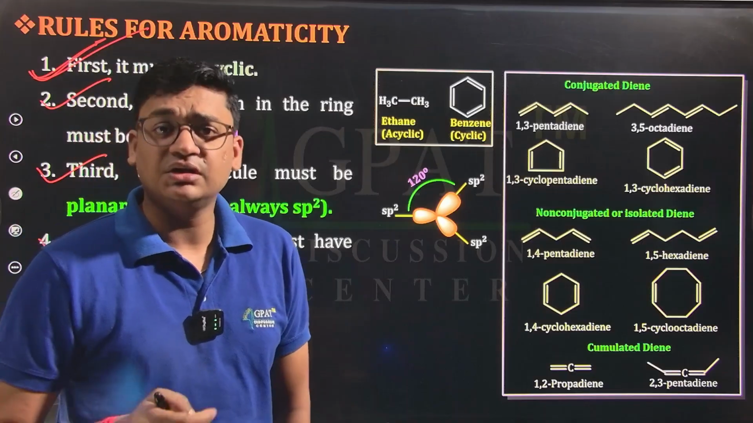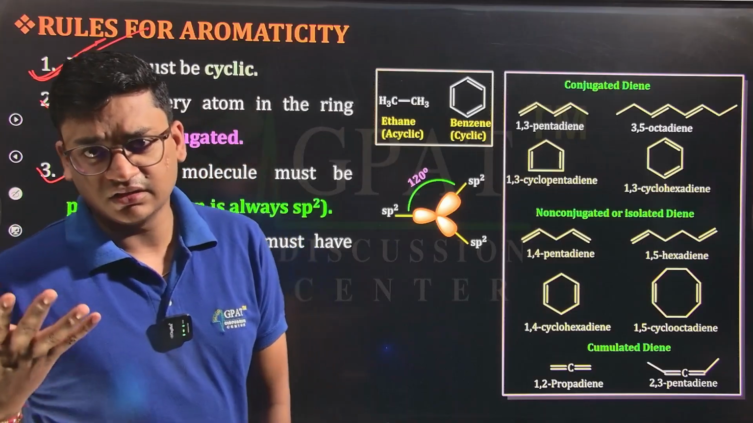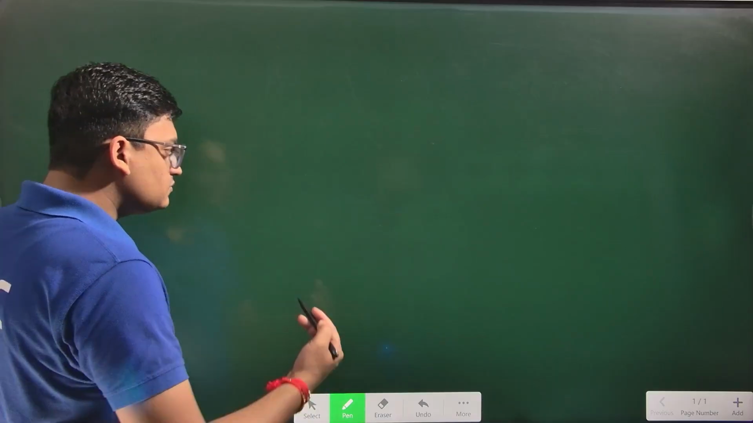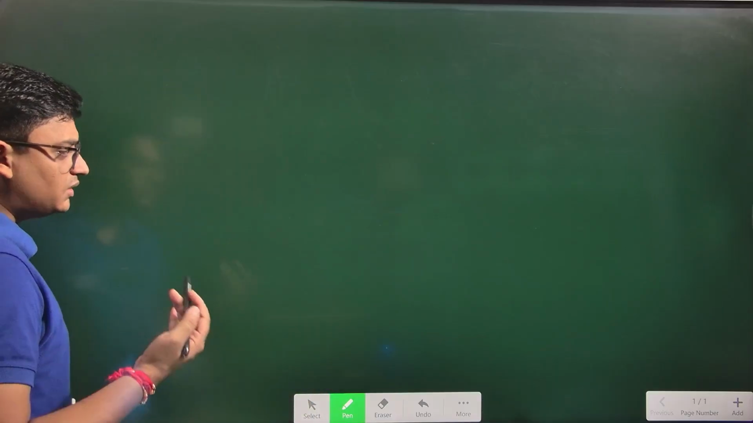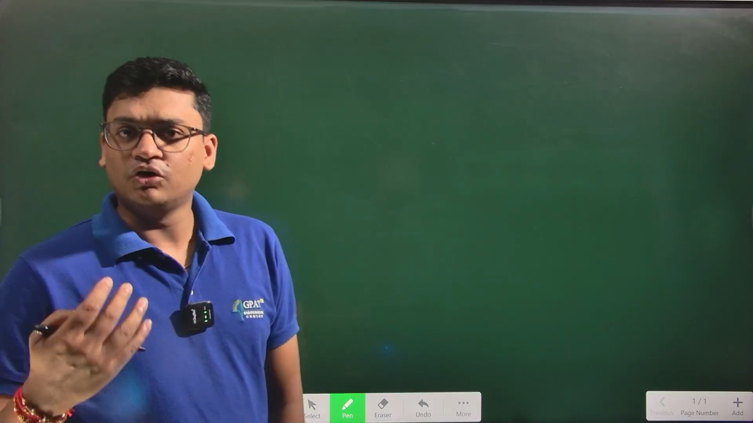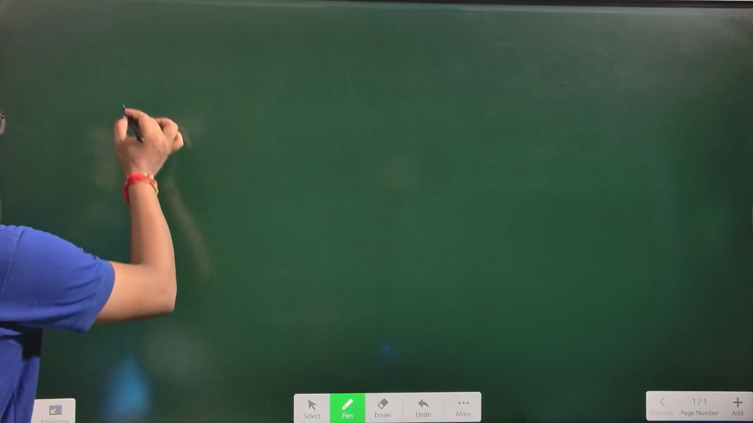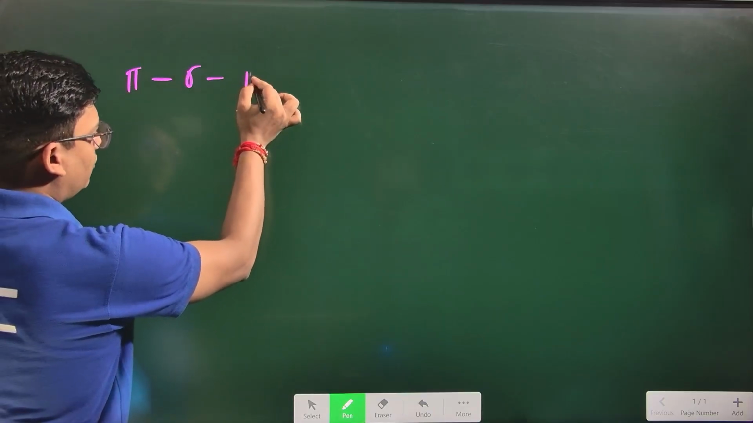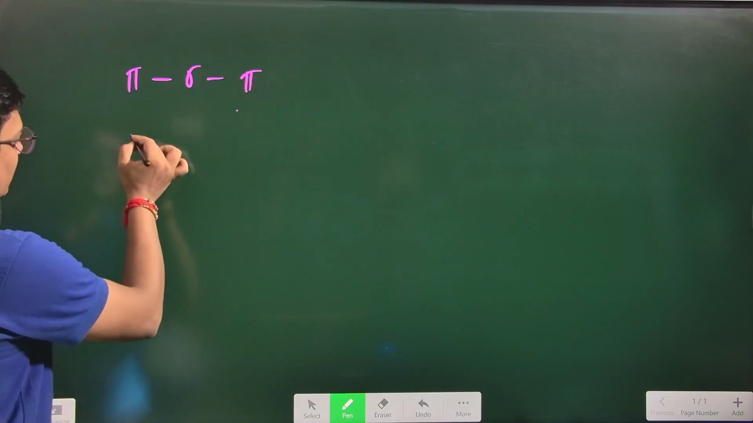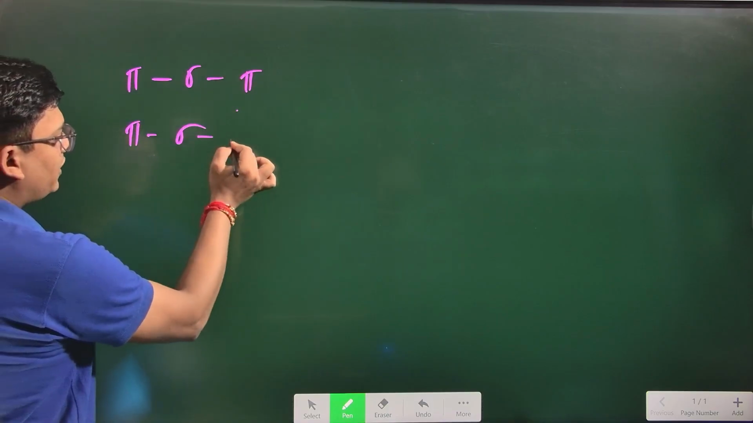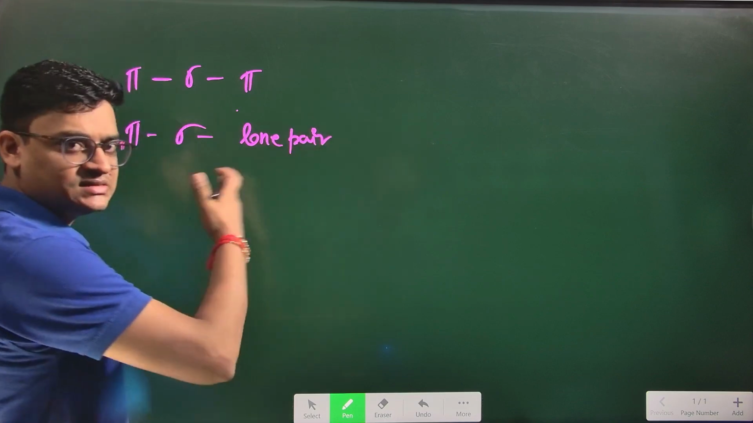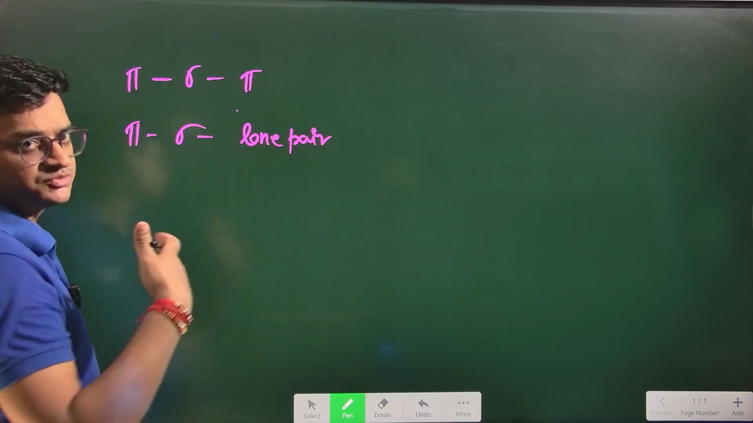Now this conjugation is different for other compounds. Let's get started here. The basic condition for a compound to be in conjugation is if it has a pi bond, sigma bond and pi bond. This is a conjugation structure. If it has a pi bond, sigma bond and lone pair, then you can say yes, the system must be in conjugation.